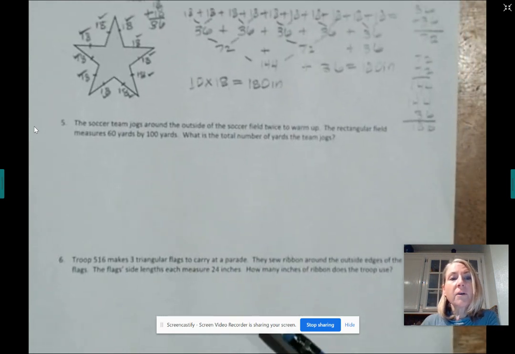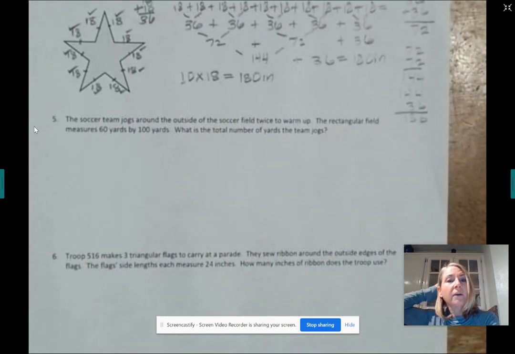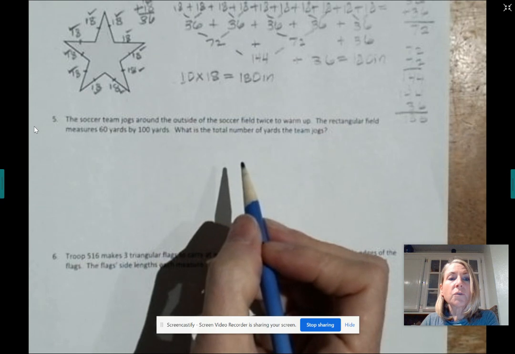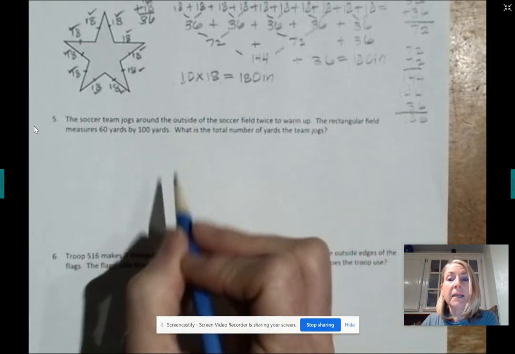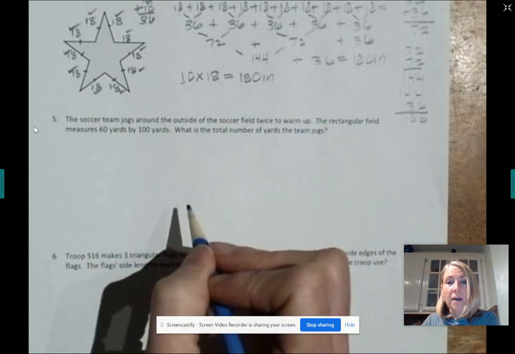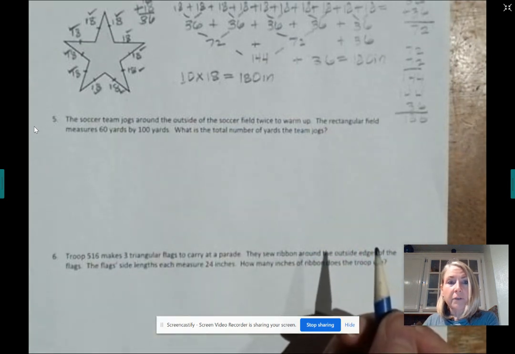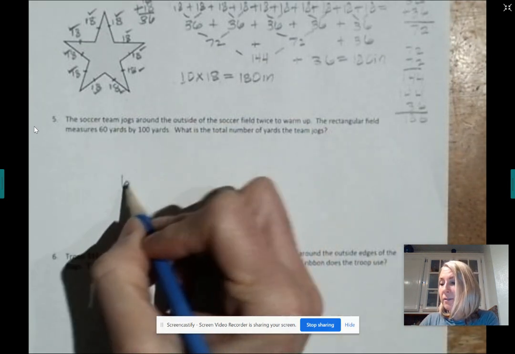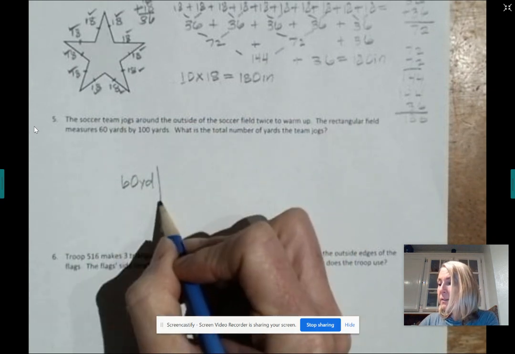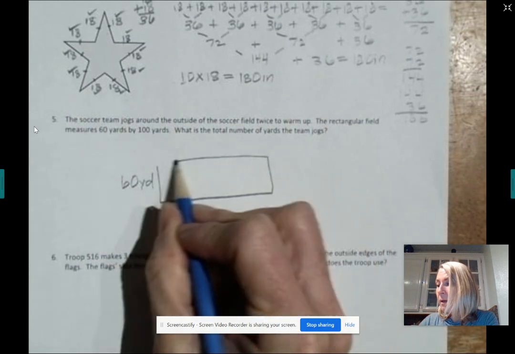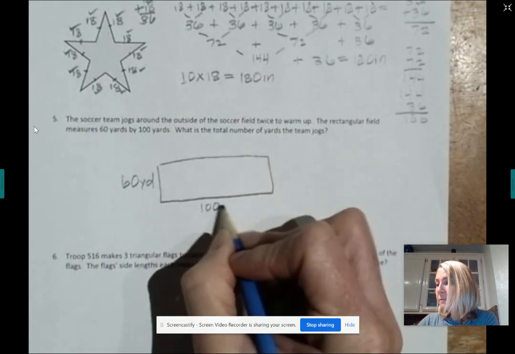Number 5, the soccer team jogs around the outside of the soccer field twice. Okay, outside of the soccer field, right? That is telling me again an edge. The rectangular field measures 60 yards. Big numbers today. All right, 60 yards by 100 yards.